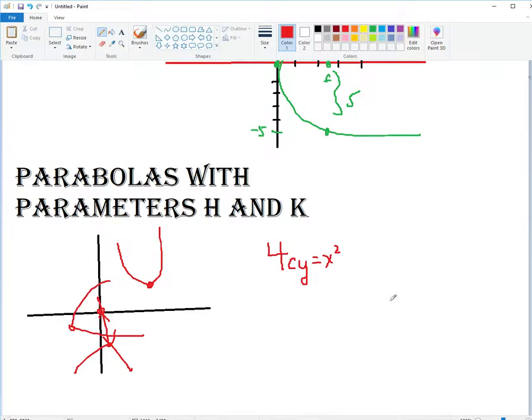Technically we have 4 different ones. We have 4cy equals x squared. We also have negative 4cy equals x squared. And then we have 4cx equals y squared, and negative 4cx equals y squared. So why do we have four different types of equations?